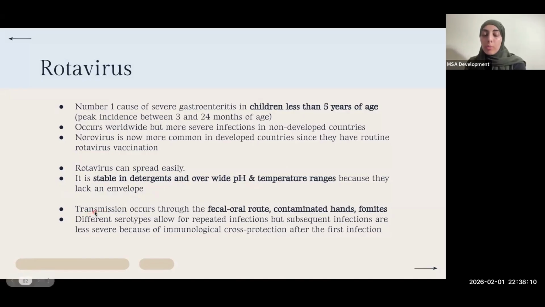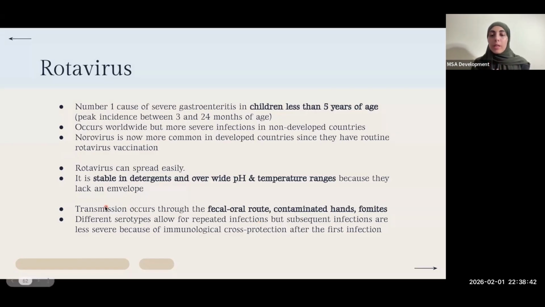The main way by which it is transmitted is through the fecal-oral route. And it can also be on contaminated hands and fomites. Remember what we said about the toys being infected and kids playing with the toys, putting them in their mouth. So fecal-oral route, because the kids don't clean their hands, okay? So their hands are contaminated, they contaminate the toys. So fecal-oral route, contaminated hands, and fomites.